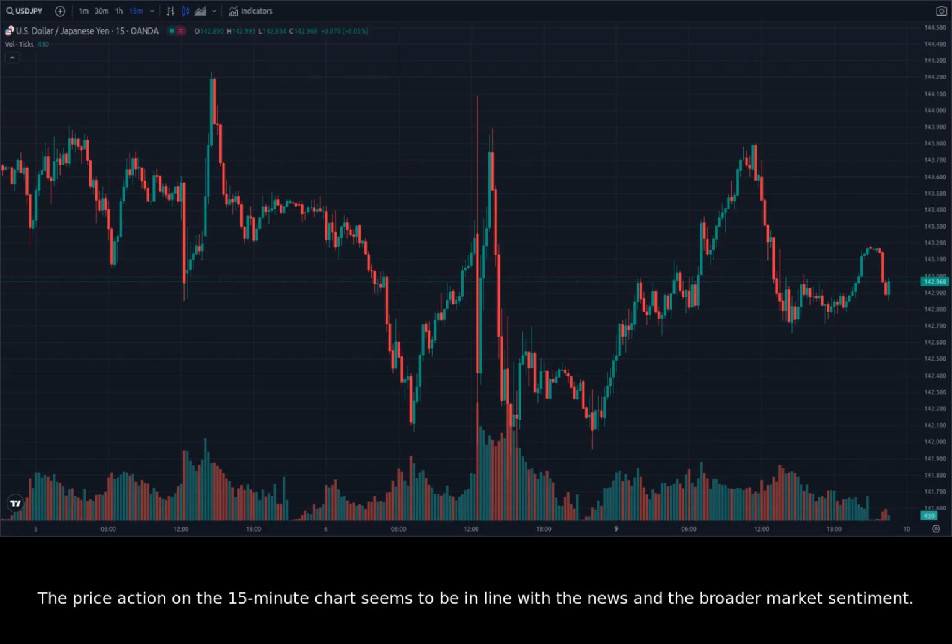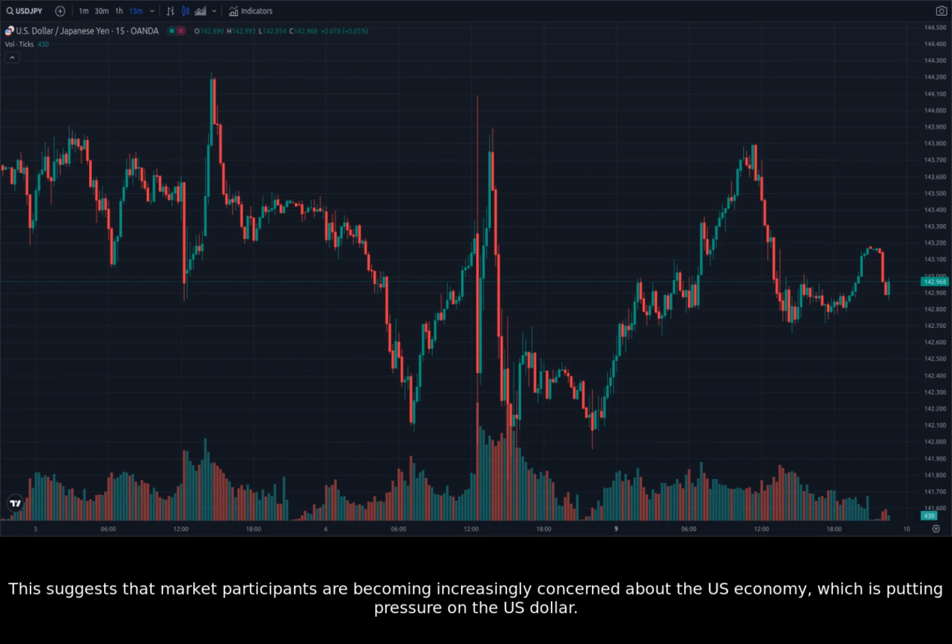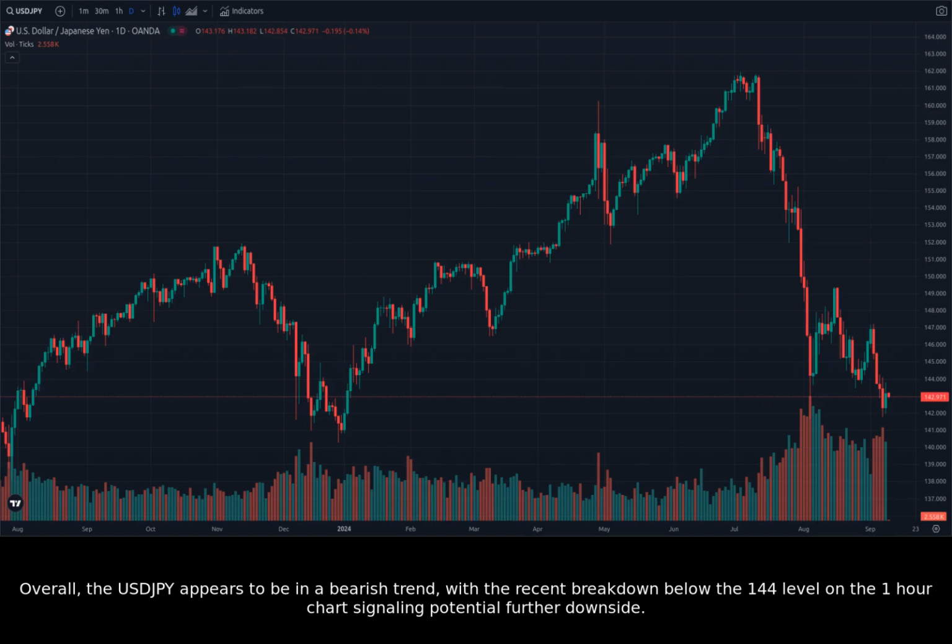The price action on the 15-minute chart seems to be in line with the news and the broader market sentiment. For example, the USDJPY fell sharply on September 3rd, following the mixed U.S. jobs report. This suggests that market participants are becoming increasingly concerned about the U.S. economy, which is putting pressure on the U.S. dollar. Overall, the USDJPY appears to be in a bearish trend, with the recent breakdown below the 144 level on the 1-hour chart signaling potential further downside.